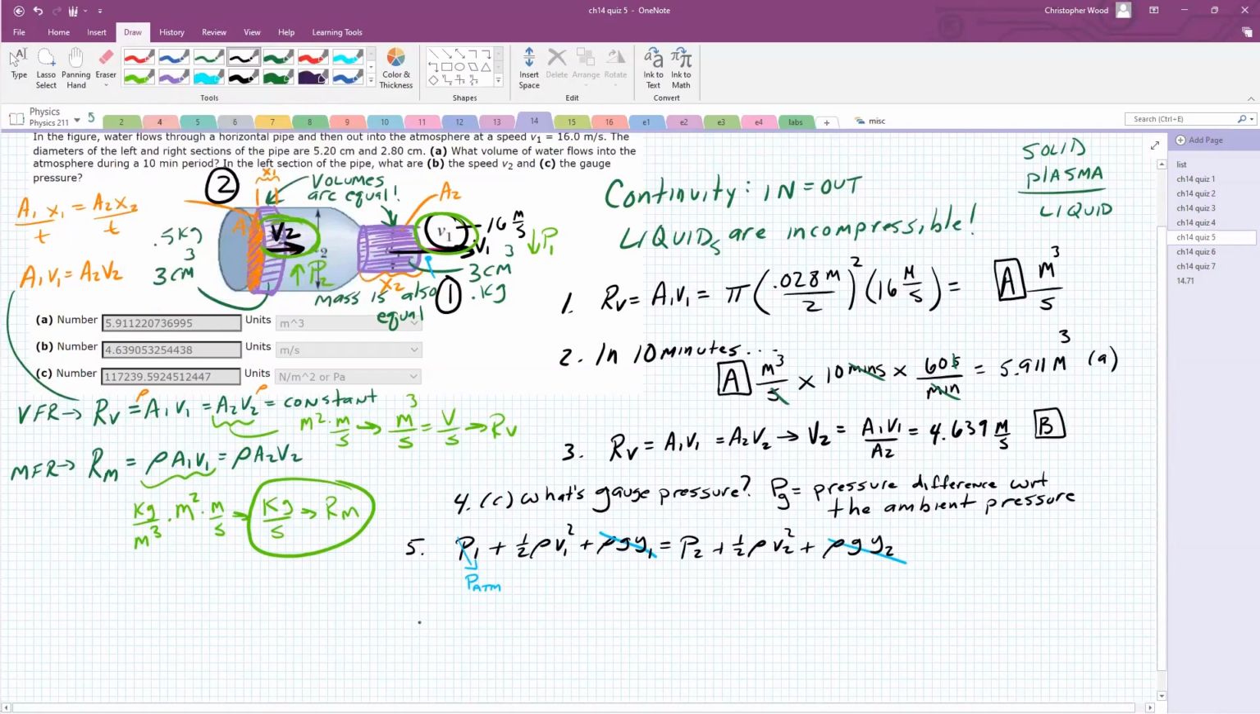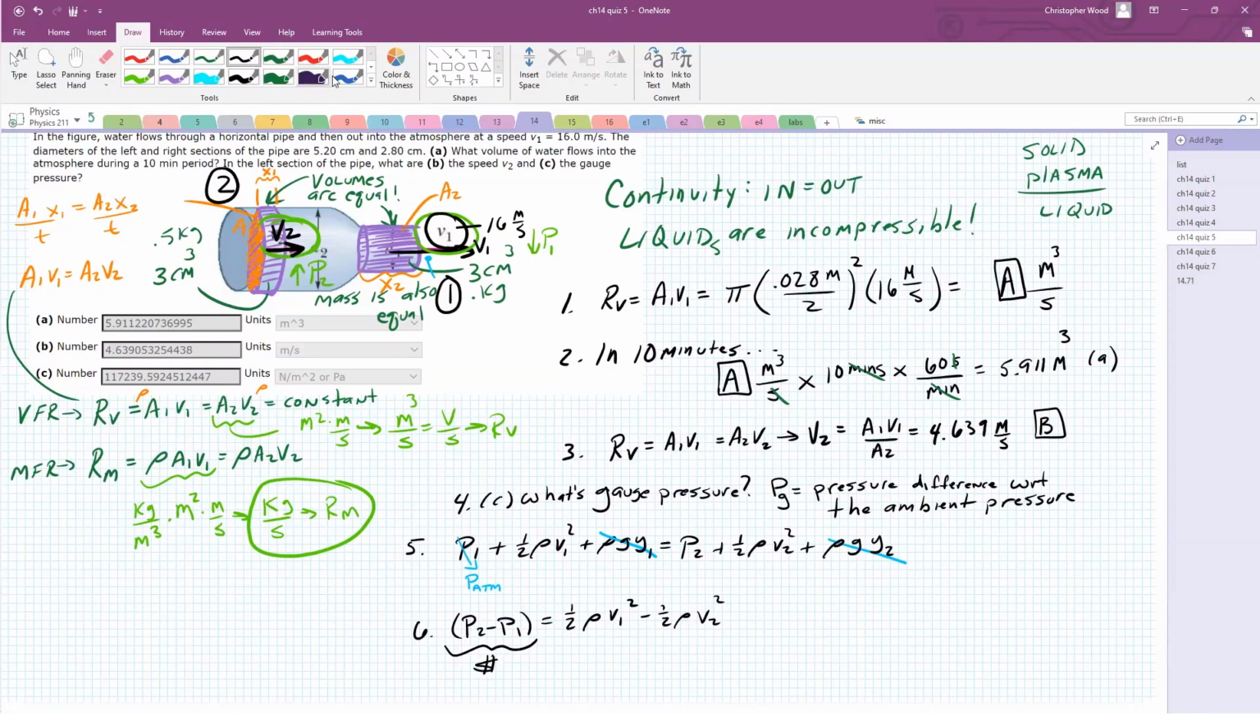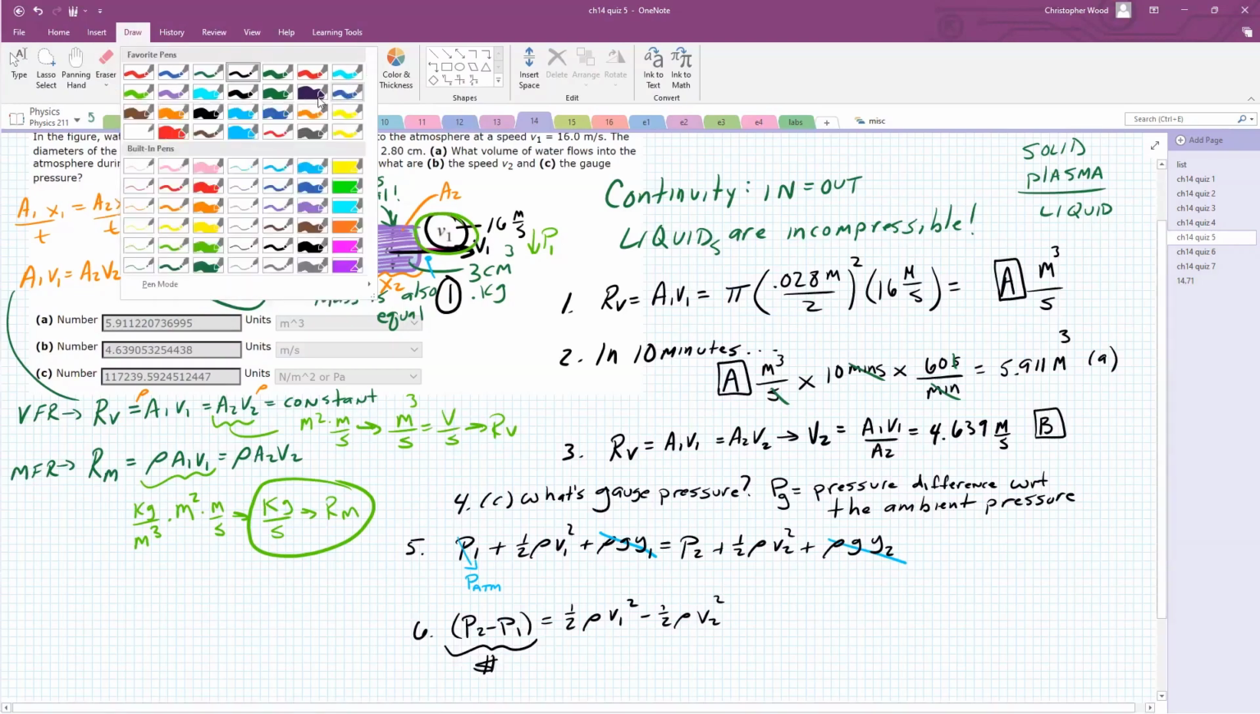But I know P2 is greater, so I'm going to say P2 minus P1, and then just do algebra on number 5. P2 minus P1 equals 1/2 rho V1 squared minus 1/2 rho V2 squared. And I can pull out a common factor. Oh, and this is my dollar sign. And I know P1 is equal to atmospheric pressure.